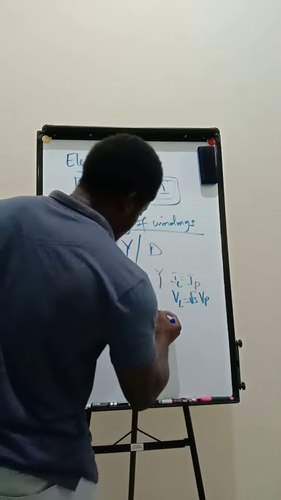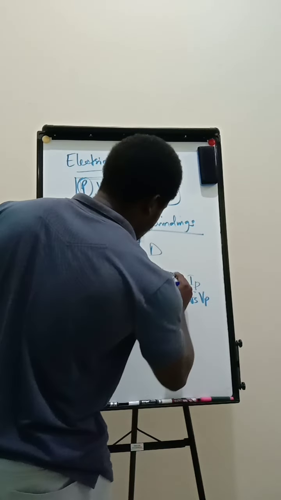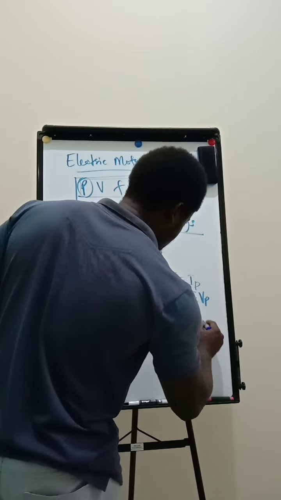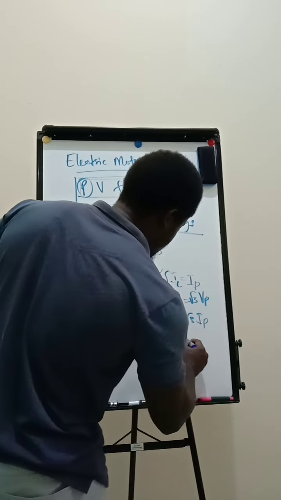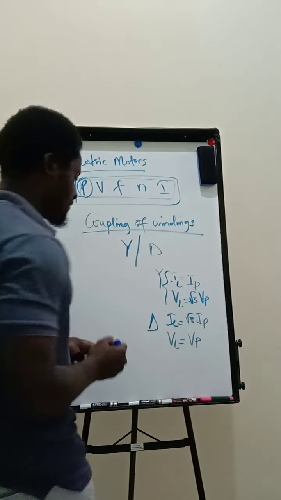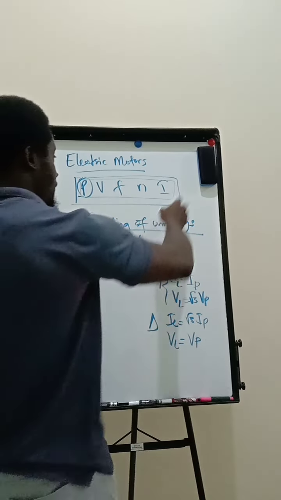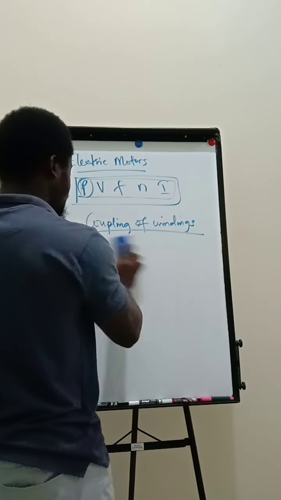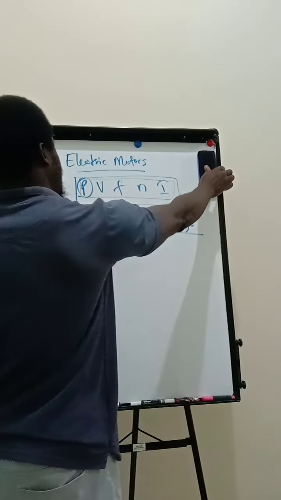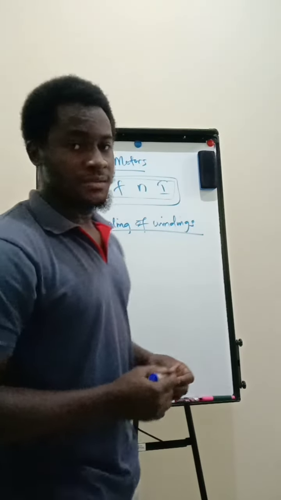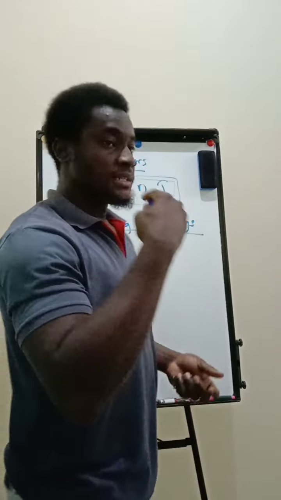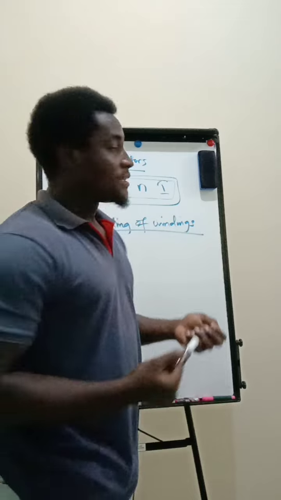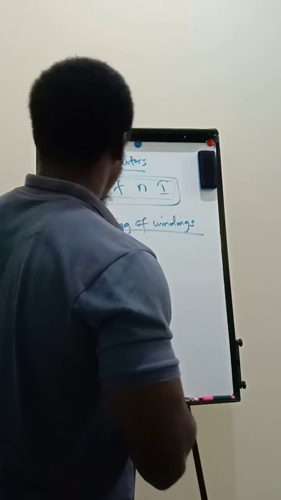While delta is the opposite of it. The line current is root 3 times the phase current, while the line voltage is equal to the phase voltage for delta. So how do we configure our electric motor now, either in star or in delta? Based on the application of the electric motor, how do we want it to operate? Based on the different current, either we want the line current to be equal to the phase current, depending on how we want our electric motor to operate.